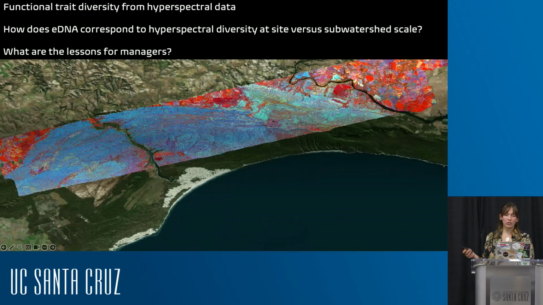And now what we're doing is we're taking the functional diversity from all the hyperspectral data that is telling us so much more, and we're seeing how it correlates when we try to predict it with these same geospatial variables. And we're going to be doing that for sites and then for sub-watershed scale, and then seeing what lessons we can apply for managers. Like, what are the sprinkler systems that we learn about? What are the early bioindicators that we learn about?